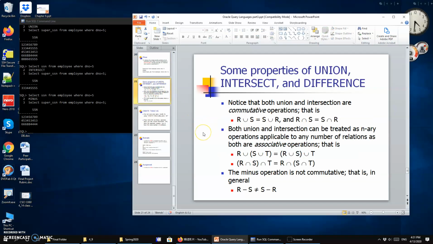Here are some common properties. This is what I've mentioned. R union S is equal to S union R. R intersect with S is equal to S intersect with R. And then they have the associative properties, so that no matter which one you do first, it will equal the other. However, it is very important to notice that R minus S is not equal to S minus R. So this is about the set theory operations.